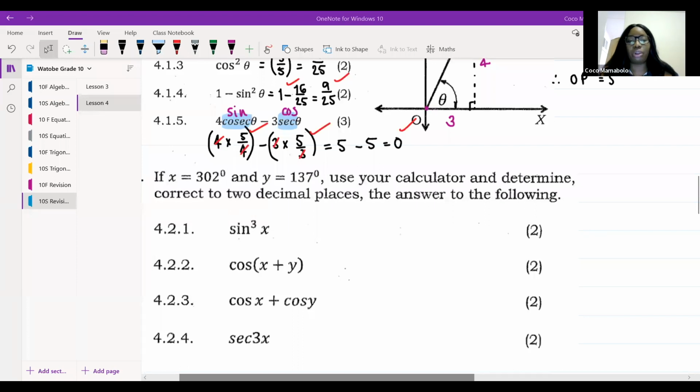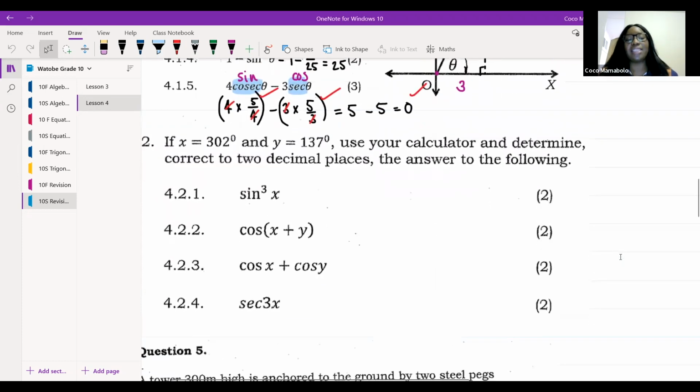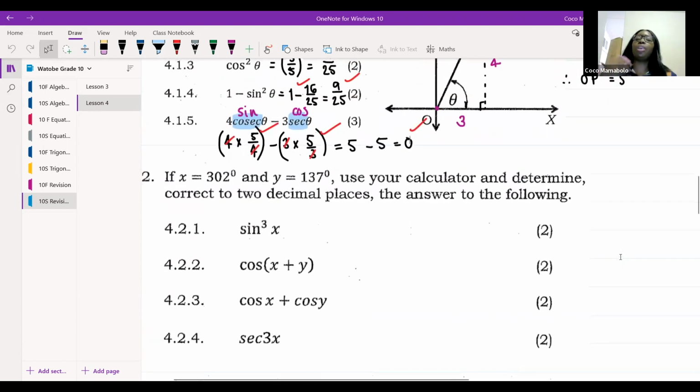Does the second question require the R? No, it does not. Okay. So here's the questions that they've given us over here. It says, if x is equal to 302 degrees and y is equal to 137 degrees, use your calculator. Oh, thank the heavens, we can finally use our calculators and determine, correct to 2 decimal places. So we need to make sure that our rounding is on point, guys. Make sure that you're rounding 100%. Give the answer to the following.